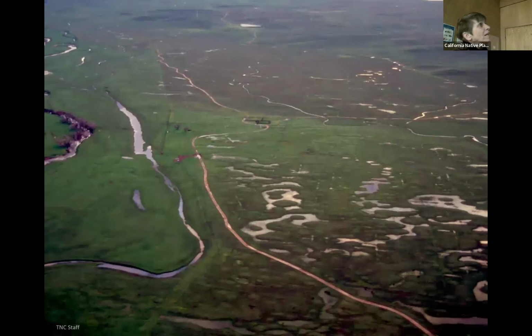Looking at ground level, they look sort of individual, but this aerial photograph actually shows that vernal pools can be fairly complex systems on the landscape. This is in southeast Sacramento County, I believe.